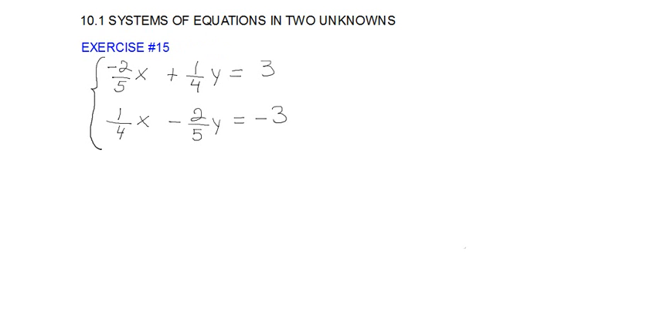So first thing we do is multiply both equations by 20, so we can eliminate the fractions. After we multiply both equations by 20, I have minus 8x plus 5y equals 60, and 5x minus 8y equals negative 60.